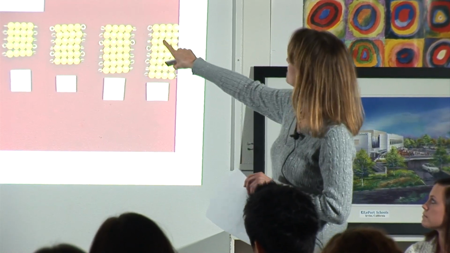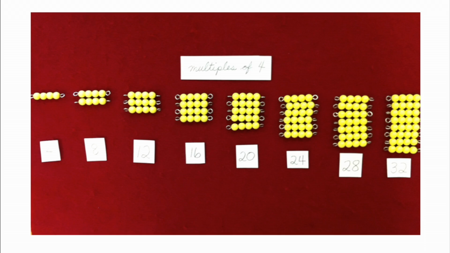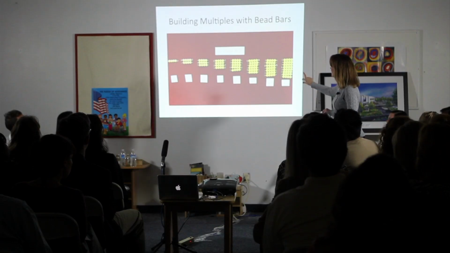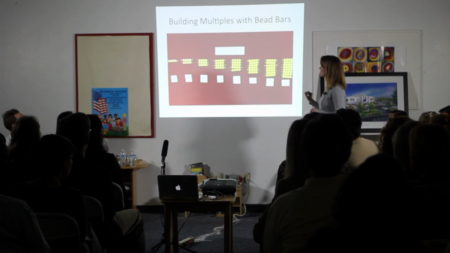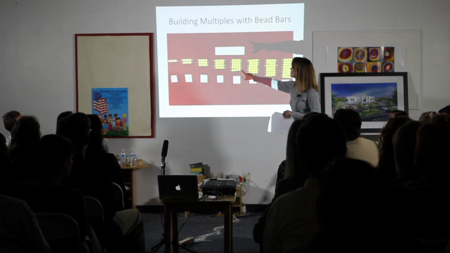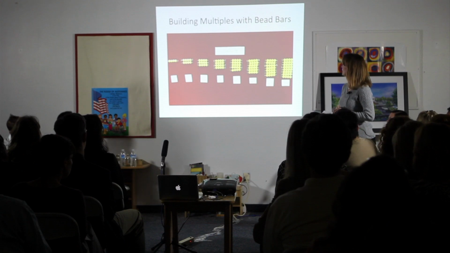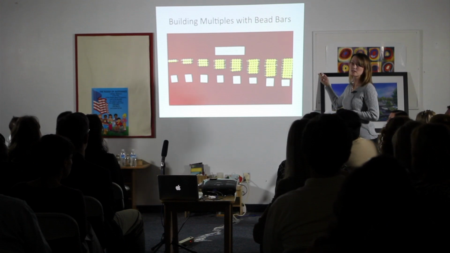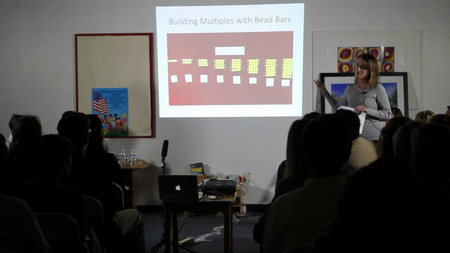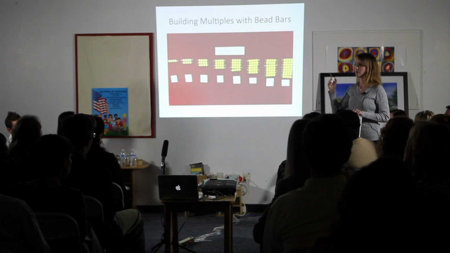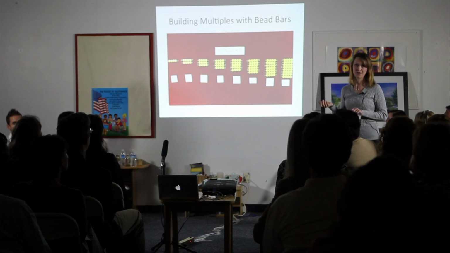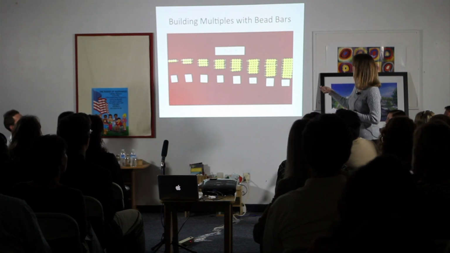So here we have multiples of 4, where students build the multiples, but this time with bead bars. The numbers aren't all there for them. They have to put it out there. And they have to come up with what the multiples are. They're a little hard to read, but they're all labeled 4, 8, 12, 16, so on. And they can do this with all the multiples from 1 through 10 and beyond if they're so ambitious.